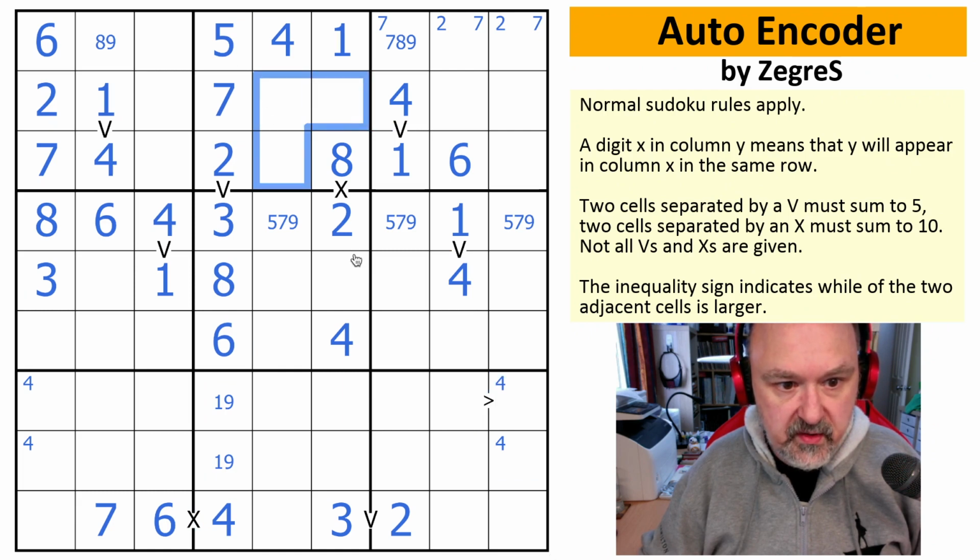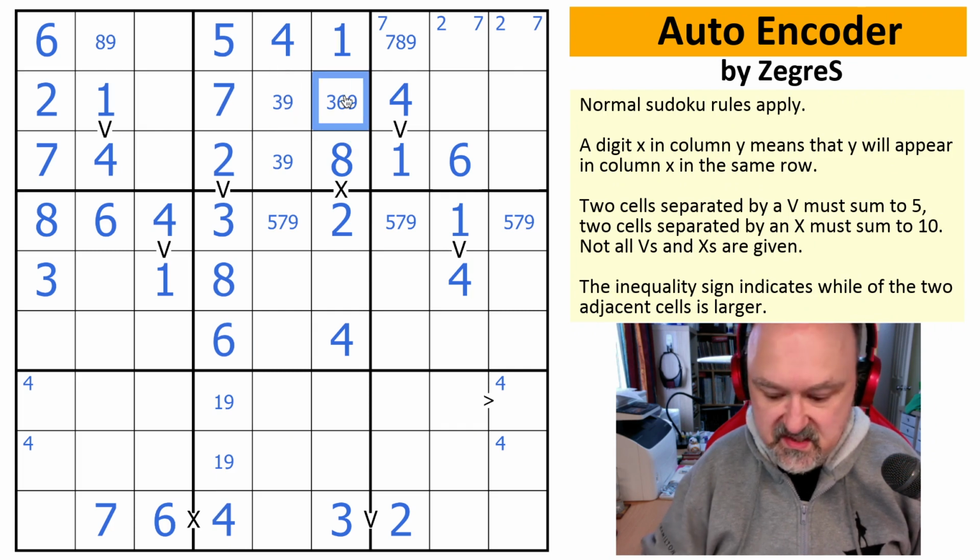Wondering if we can do something with this. So the digits we're missing in this box are 3, 6 and 9. That can't be a 6. So 6 is in one of those 2. If 6 was here, that would have to be a 5. So that can't be a 6. This has to be the 6.